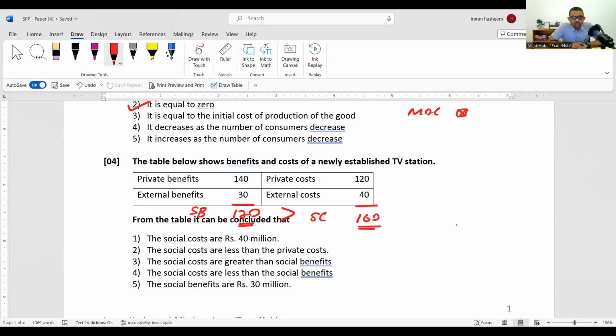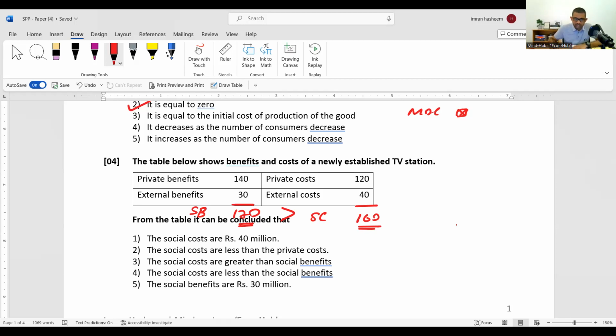Okay. From the table, it can be concluded that the social cost is rupees 40. That's wrong. Social costs are less than private cost? Can't be. No. Private cost is 120. Social cost is 160. That's out. Social costs are greater than the social benefit? No. Number 4, social costs are lesser than the social benefit.